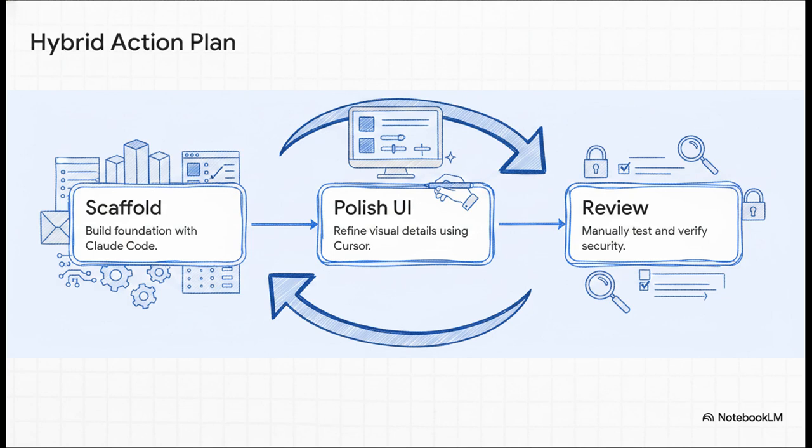Let's see how this builds into an actual action plan. Because the most effective builders, especially those coming from non-developer backgrounds, they don't just pick one tool forever. They use a hybrid workflow. Here's the playbook. Step 1. Scaffold the foundation in Claude Code. Let it do the heavy lifting to build the initial structure and logic. Step 2. Once that foundation is up and running, you open that exact same project folder over in Cursor to polish the UI details and make those fine visual adjustments. And step 3, which is totally non-negotiable, enforce strict human review across the board.